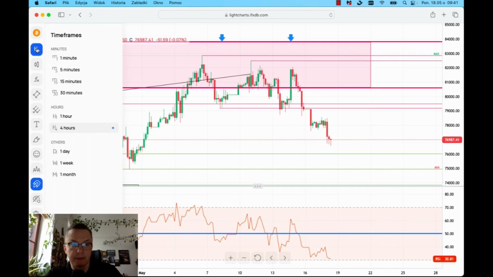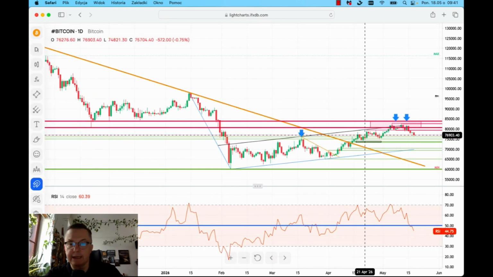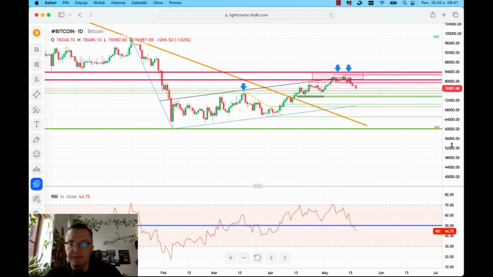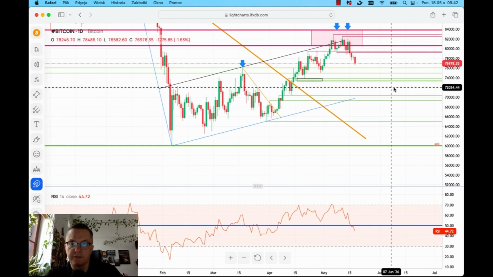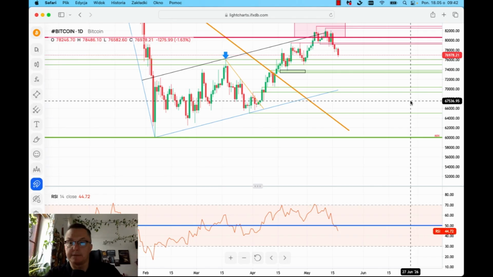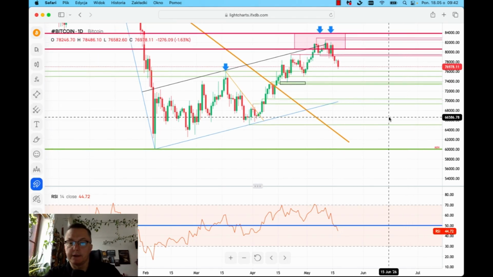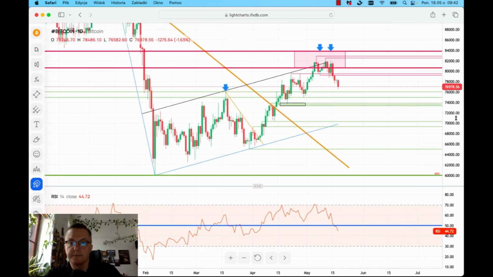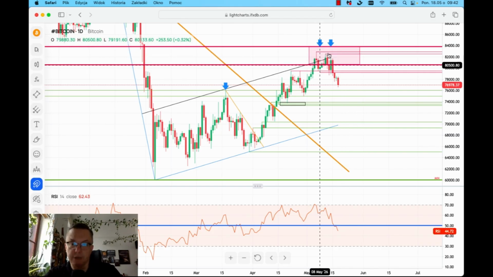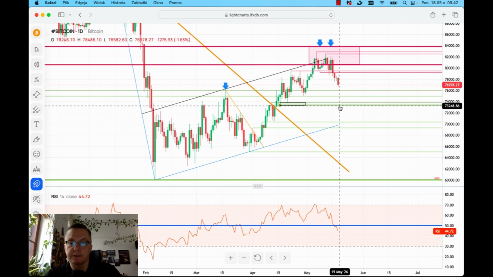On the Bitcoin, if we switch to the daily, you can still see this bearish flag pattern, something like this, and that was a very, very interesting zone here between these levels here. So right now this situation might be even more interesting as we got rejected on the daily. Bearish engulfing, rejected on the daily.